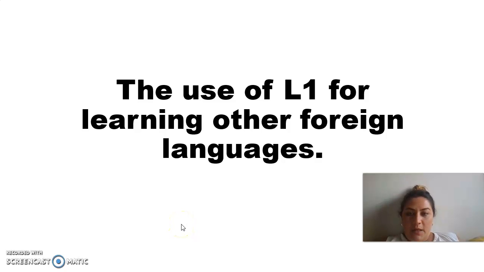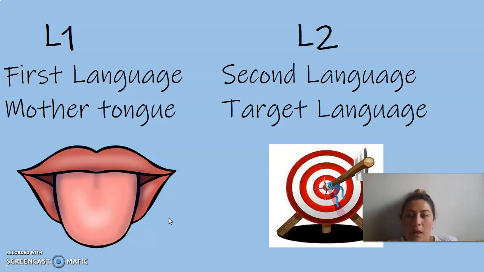Hello, my name is Monica Beccaria, and today I'm going to talk to you about the use of L1 for learning other foreign languages. L1 means first language or mother tongue, and L2 means second language or target language. For example, my L1 is Spanish, and my L2 is English. That's the language I'm learning.